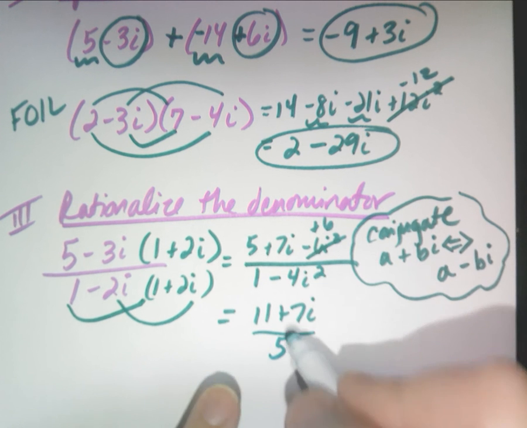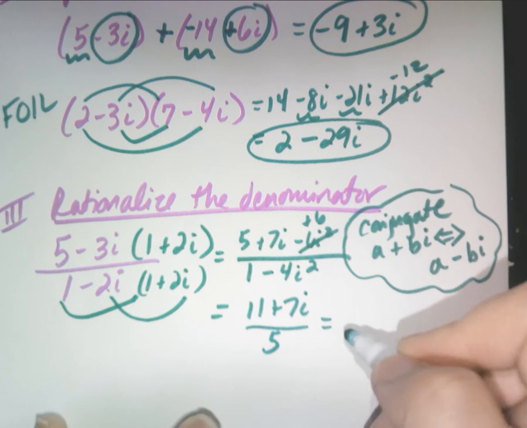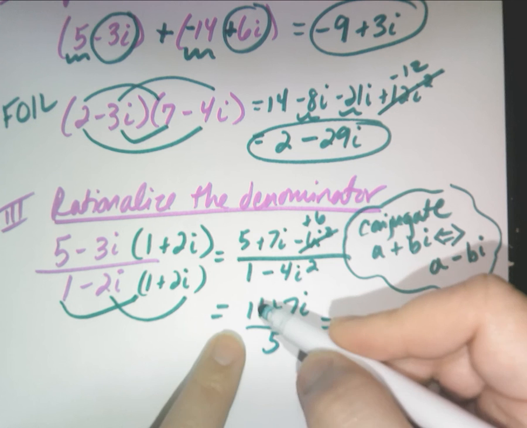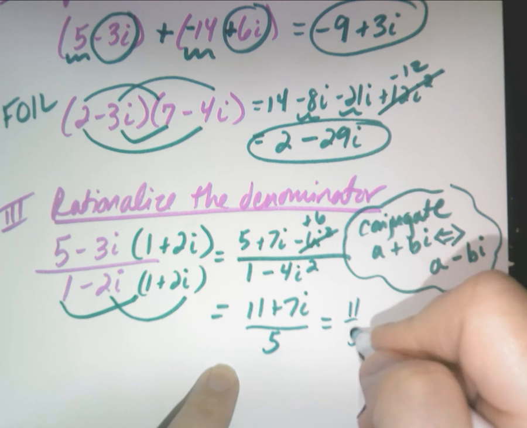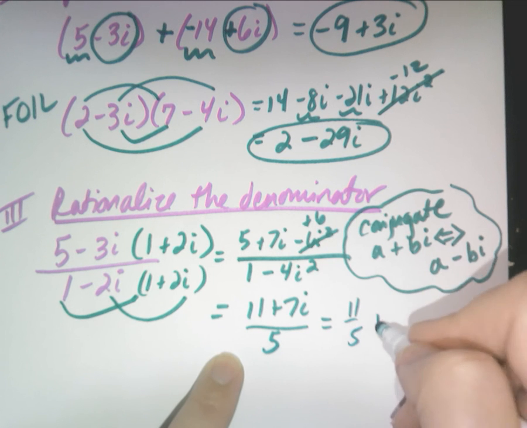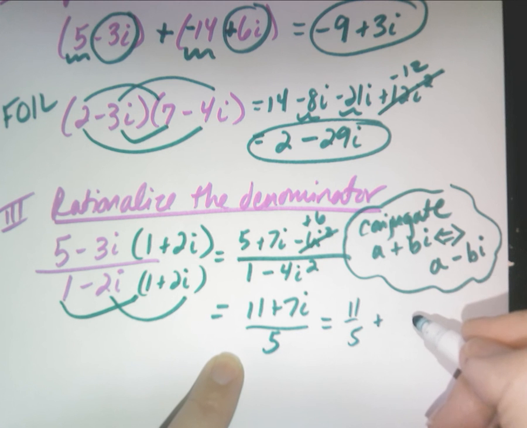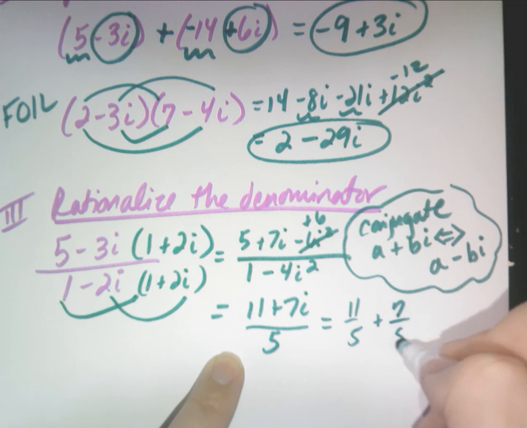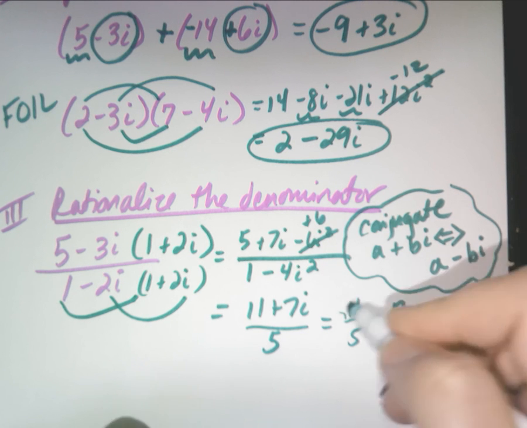Now, don't write it like this. Write it like this. The real part would be 11/5. The imaginary part would be what? How would you write that? 7/5 i. And that's your answer.